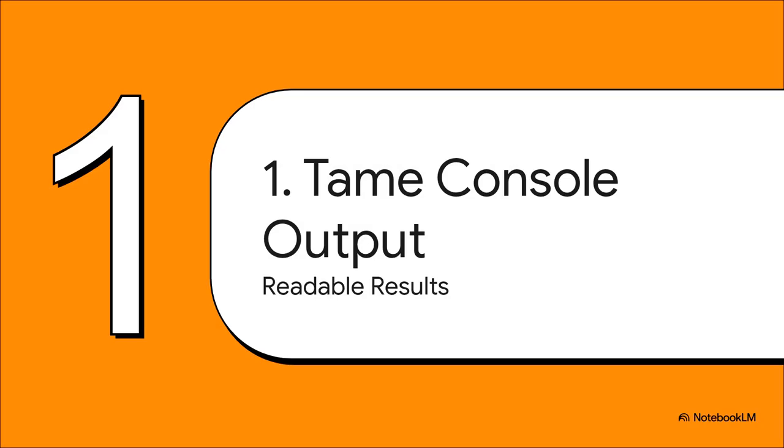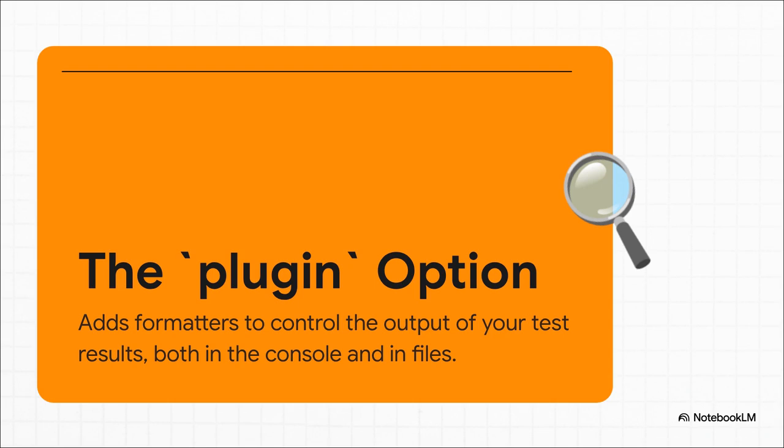But what if we could fix this? Like right now. The very first step is to just tame the console output itself. So the key to everything we're doing today is this one little thing, the plugin option. Think of it like the main control panel for your test results. It lets you decide exactly how your results look and where they go.